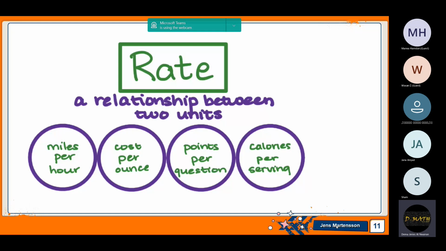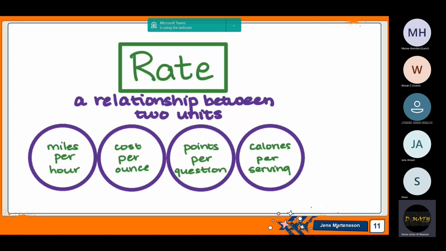So, if the rate is a number per one, we call it unit rate because unit is 1. Like 3 points per one question. Each one question has 3 points. This is a unit rate. But if you say 60 points per 20 questions, this is a rate.